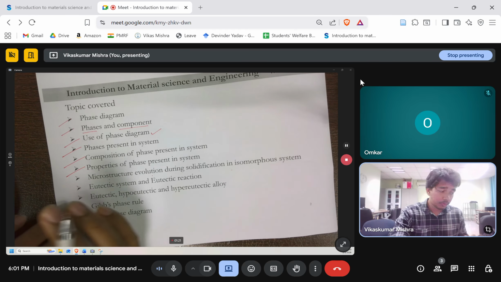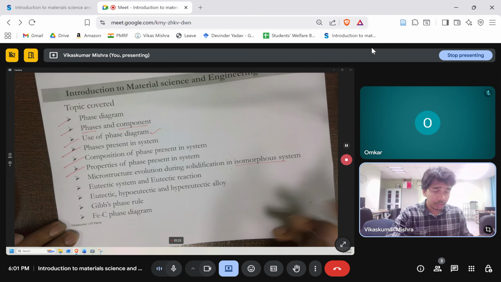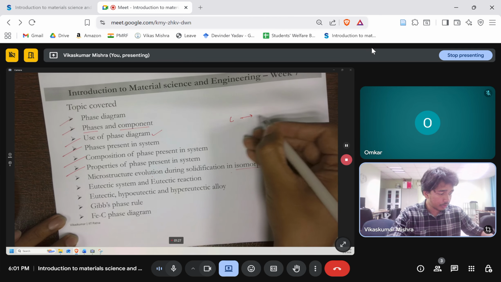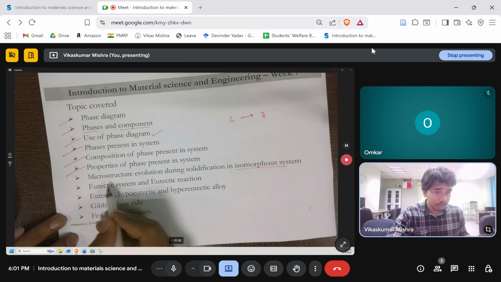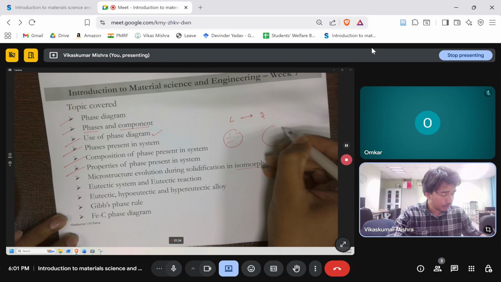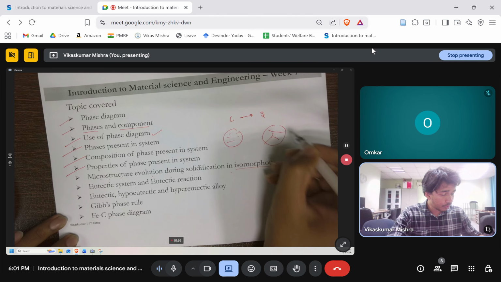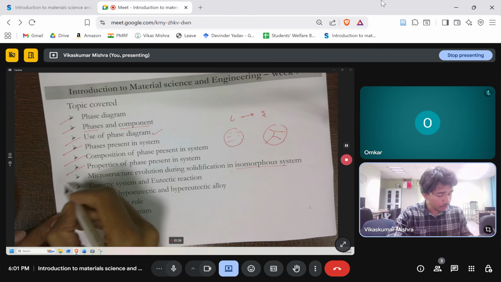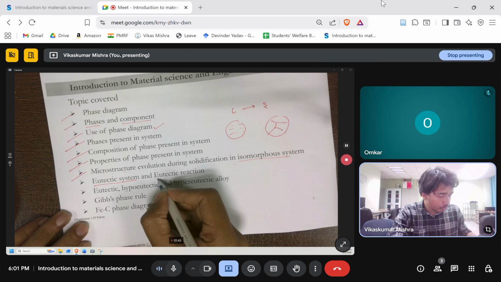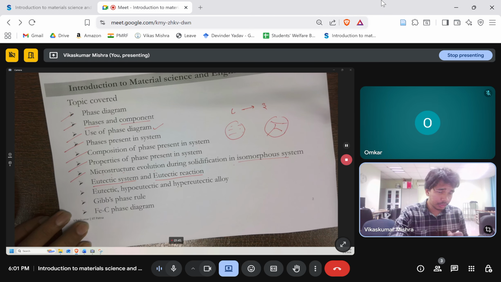So we saw that there was an isomorphous diagram in which a liquid is converting towards the solid. So how is the microstructure changing? Initially, it is entirely liquid, and then at the end, grains will be formed and it will be a crystalline solid. So this evolution we have discussed. We discussed the eutectic system and also the eutectic reaction. Eutectic is a point, a composition at which we get the lowest melting point.